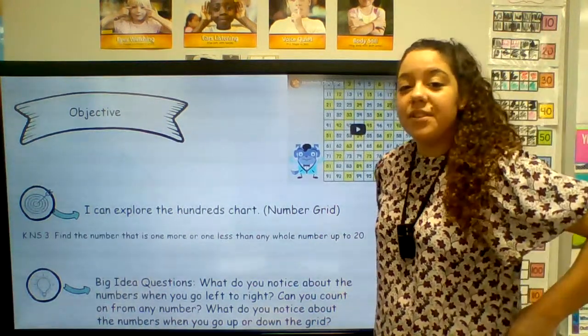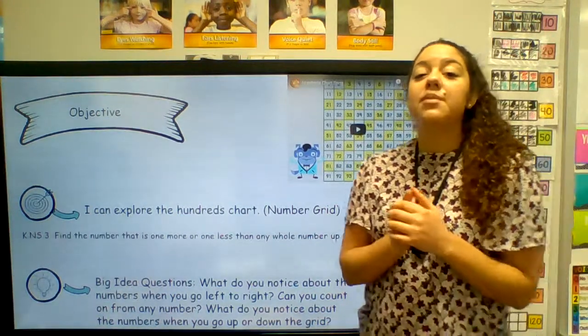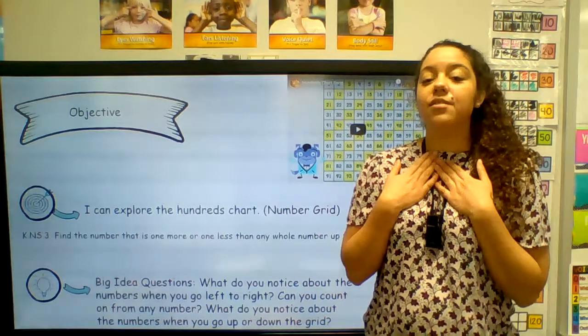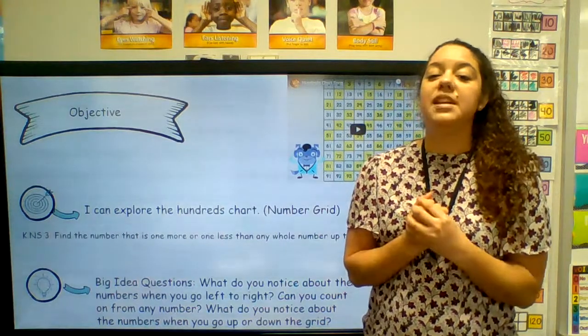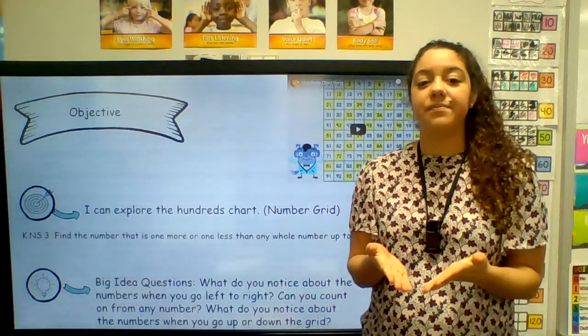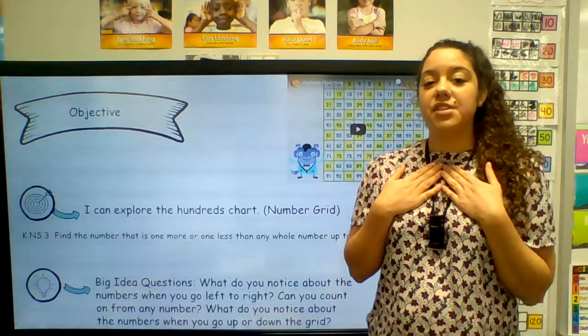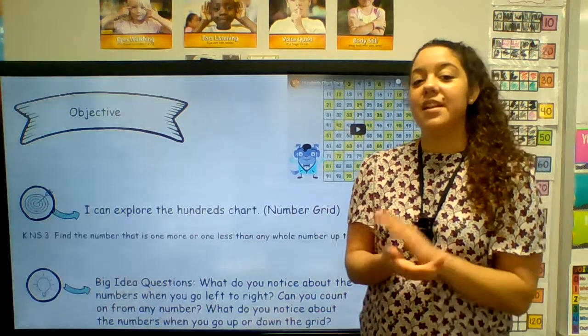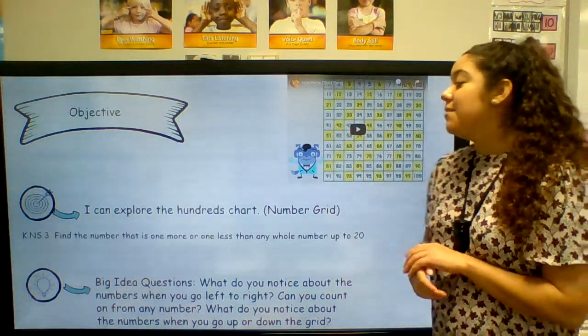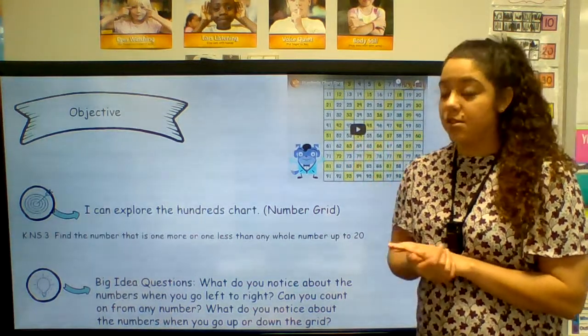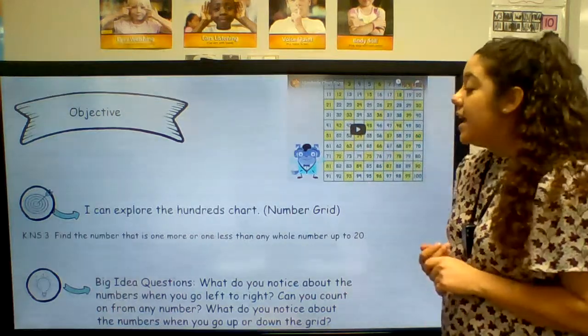Okay, we're going to read our objective. Remember, when we read our objective, I go first and you repeat after me. Say, I can explore the hundreds chart. Good. So boys and girls, today we will be looking at our numbers chart, our 100 grid, and we have some big idea questions.